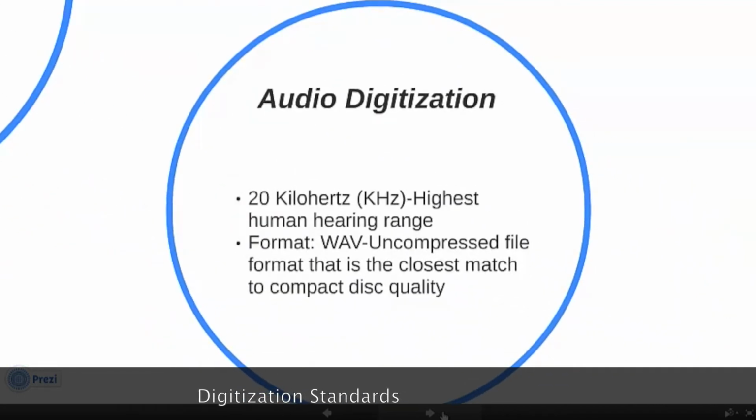Audio standards are the next area we're going to look at. 20 kilohertz was used for audio. The human ear cannot hear over the range of 20 kilohertz. For optimum audio, we went with the highest possible hearing range. The format chosen was WAV files. WAV is an uncompressed file format that is the closest match to compact disc quality.